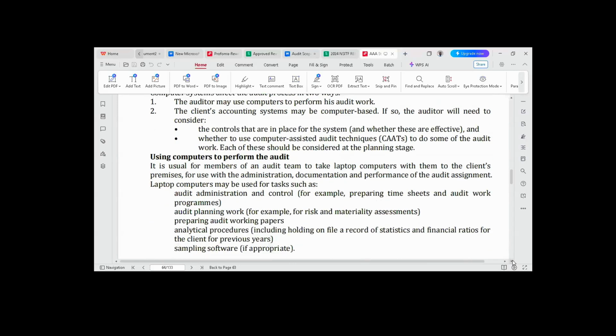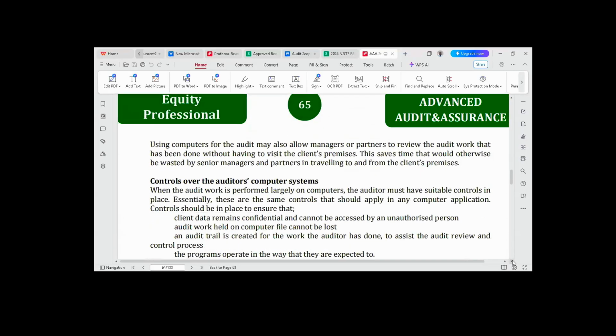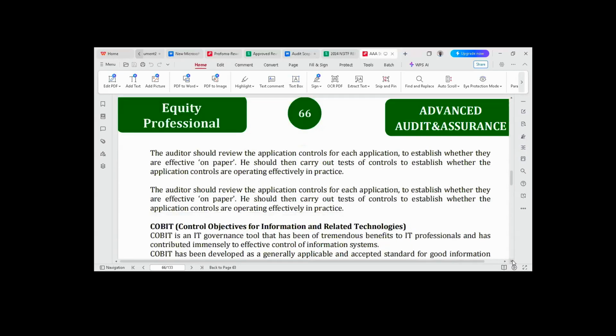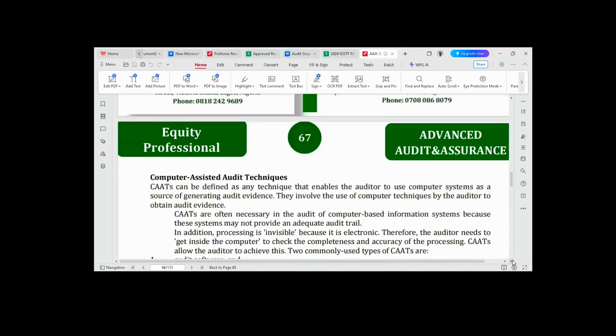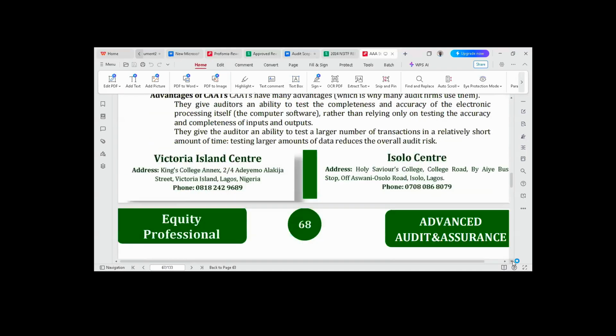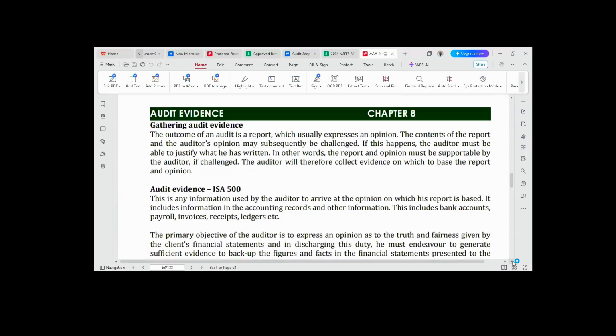So we continue from where we stopped last week. We're discussing audit evidence. We introduced the chapter. We look at the meaning of audit evidence. And by the way, the relevant auditing standard is ISA 500. And we define audit evidence. We look at the elements of audit evidence, that is sufficiency and appropriateness.